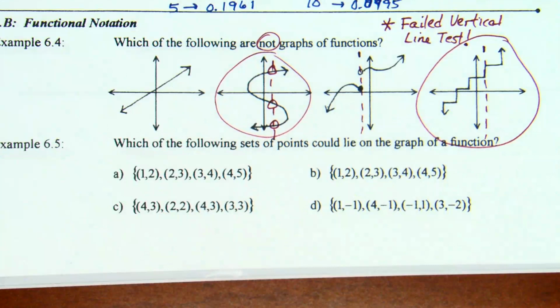Okay, example 5. Which of the following sets of points could lie on the graph of a function? So I was thinking there's maybe a typo I needed to fix here, but I guess not. Okay, so I'd say go through and analyze each one individually. Can A be a function? Yes, because each x value is different, right? And remember, each x value pairs with one and only one y value. So if each x value is different, automatically, it's a function.